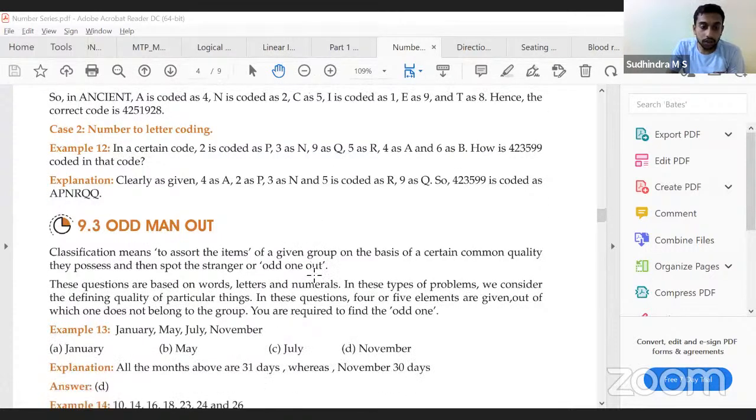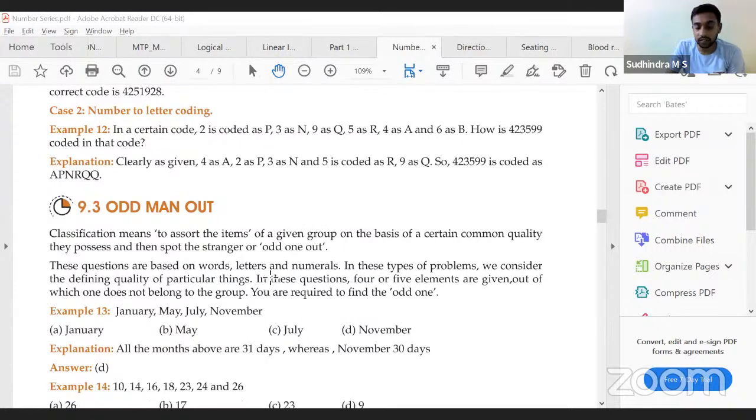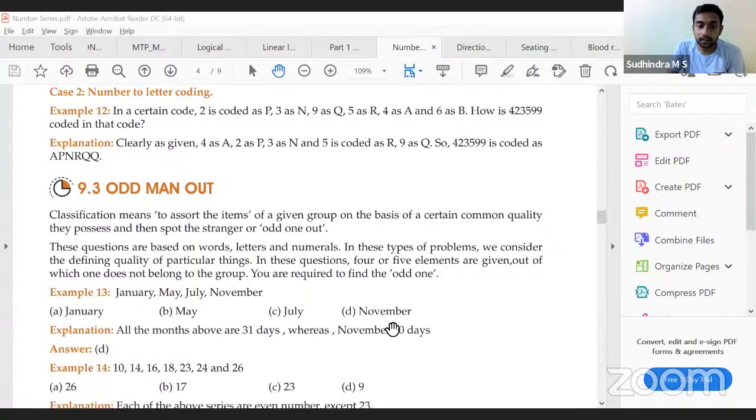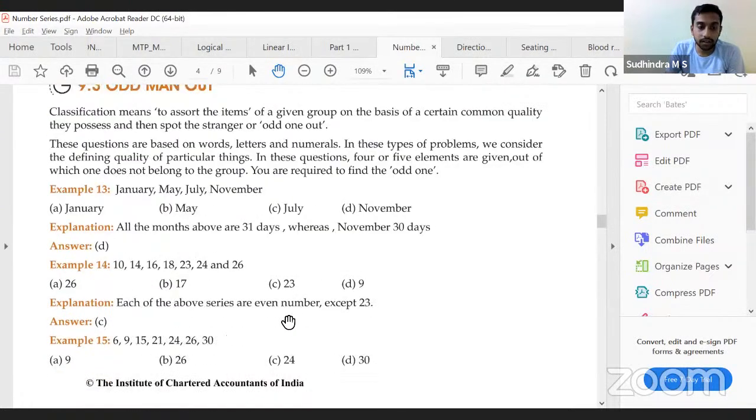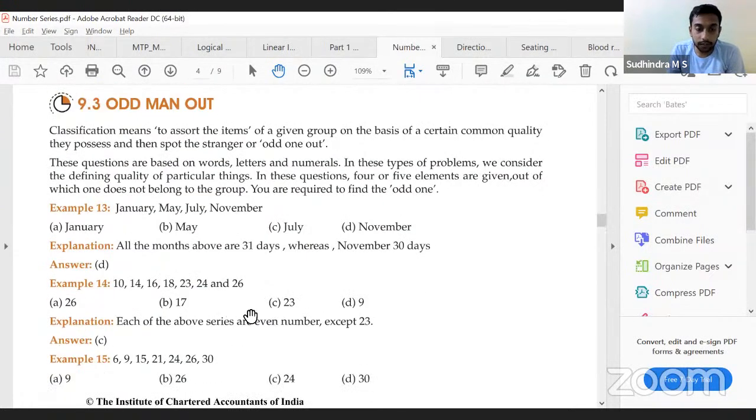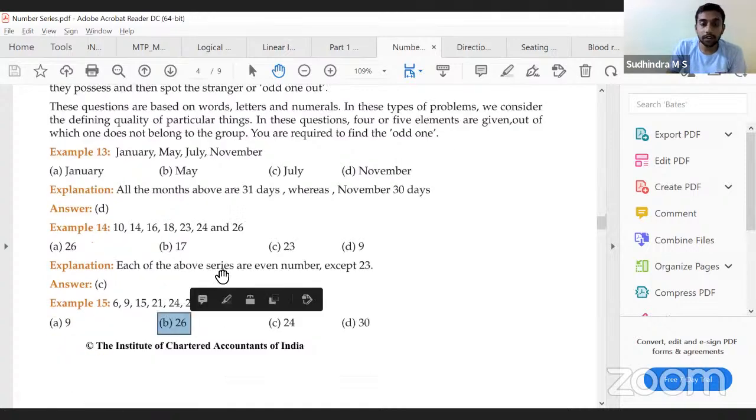Correct. Then 10, 14, 16, 18, 23, 24, 26. 23. Why 23? Odd number. All others are even numbers. 23 is odd. Next, 6, 9, 15, 21, 24, 26, and 30. 26. Why 26? It's not a multiple of 3.